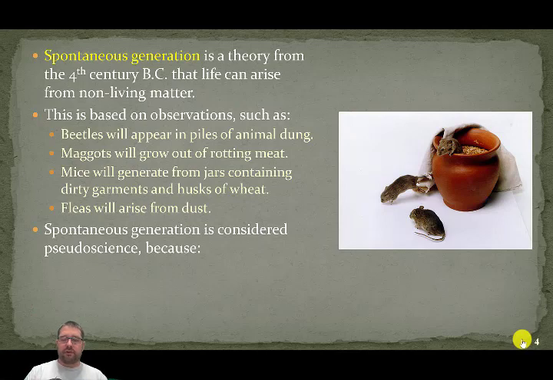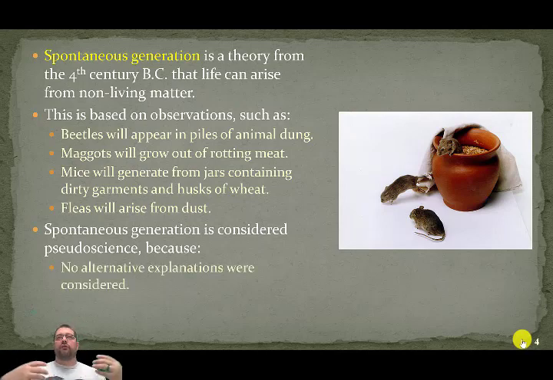It's a pseudoscience because there are no alternative explanations that were ever considered, like that there are minute organisms. If the bread is growing mold, there could be mold spores floating around in the air that are invisible to the naked eye and could be landing on it. So apart from there being no alternative explanations, none of these were testable. People didn't test it. They just assumed that if maggots were growing on the meat, they would spontaneously be generated on that rotting meat.